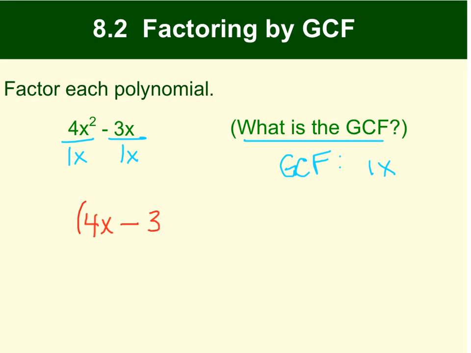Now our answer has to have that GCF as part of it. So that GCF of 1x, which is the same thing as just an x, goes out front of a set of parentheses. So when you factor something out of both terms, throw parentheses around it, and then your GCF goes out front.